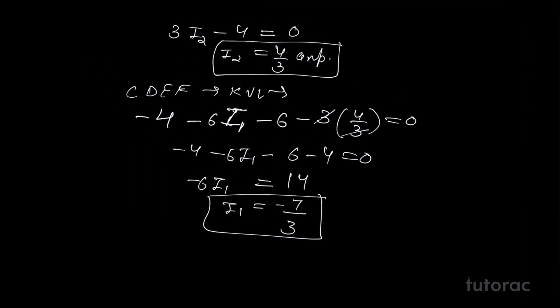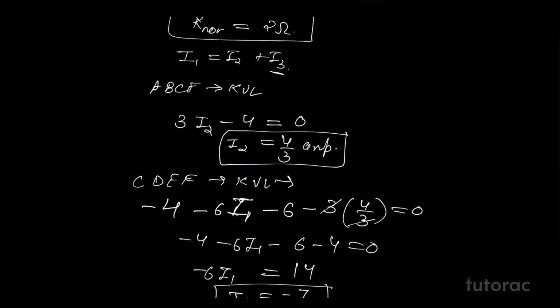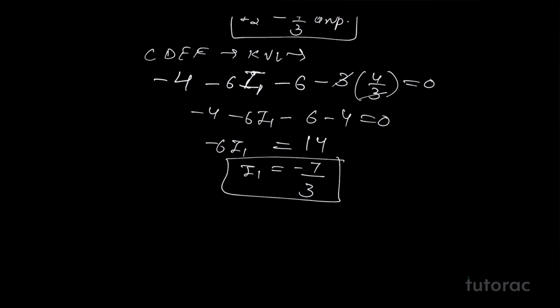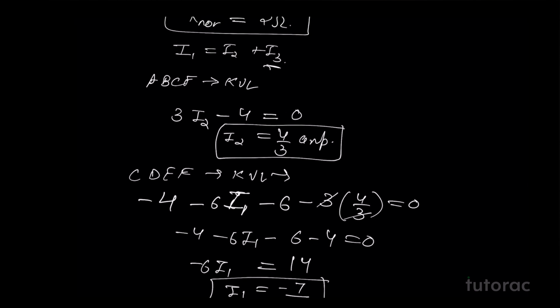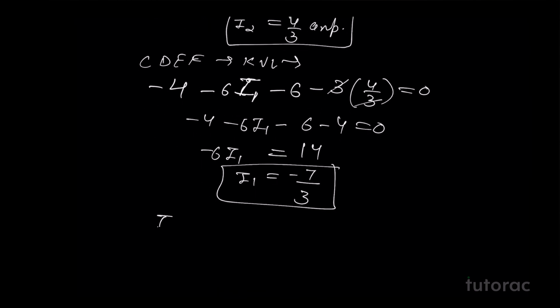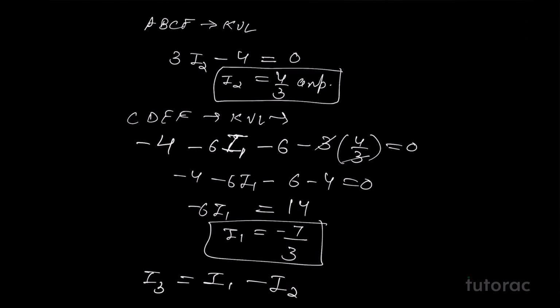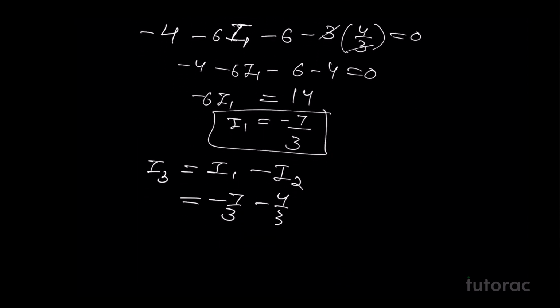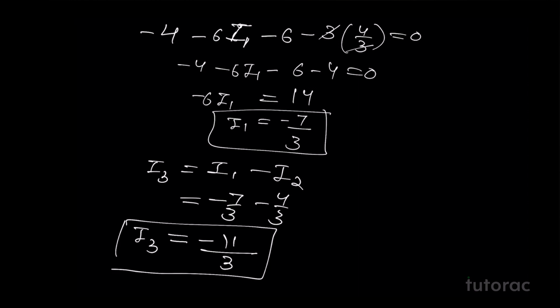Now we have the value of I1, we have the value of I2. Let's try to calculate the I3 actually. So I3 is nothing but I1 minus I2. I1 we have minus 7 by 3, and I2 we have 4 by 3, minus 4 by 3. So we'll get minus 11 by 3 as I3. Now we know the I3.